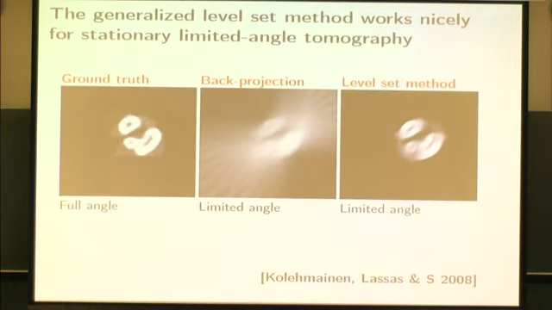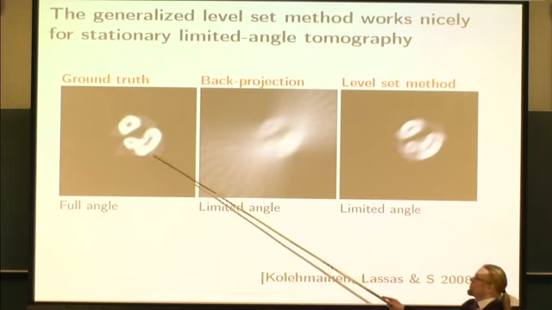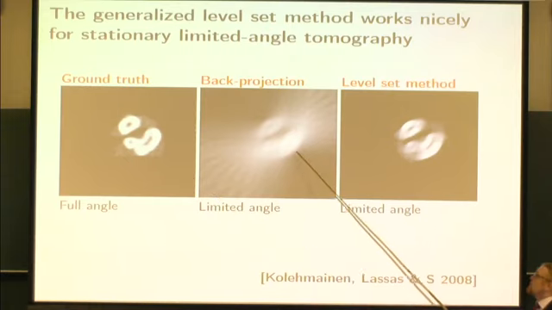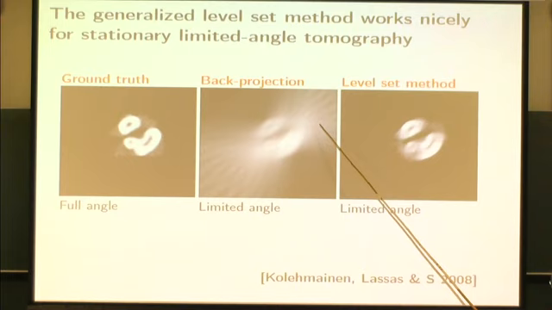We first tried this out in static 2D tomography, so there is no time dependence here. This is real data from a wisdom tooth. Here is the ground truth, from full angle measurement. This is just a back projection showing the typical stretching of limited angle tomography algorithms. It's really hard to avoid such stretching. This is our level set method from the limited angle data.